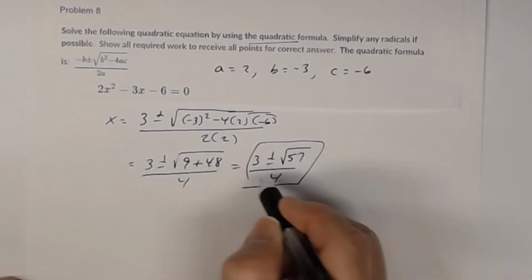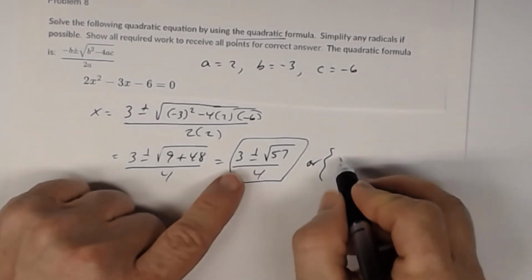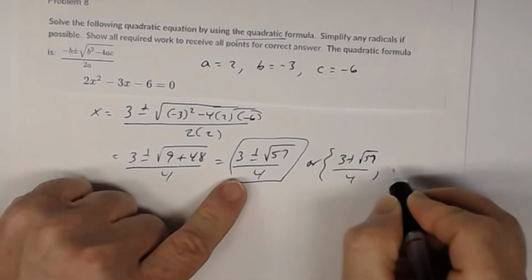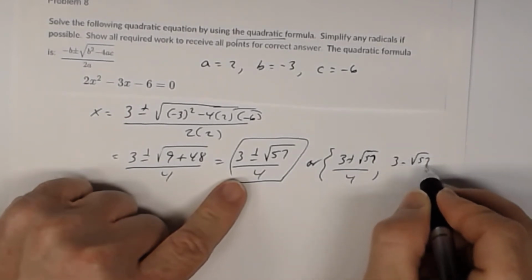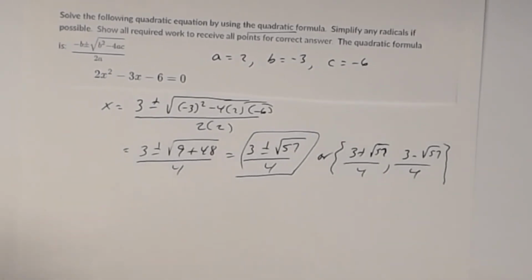Now, if you wanted to, you could have written it as two separate solutions. So you could have said 3 plus the square root of 57 divided by 4, comma, 3 minus the square root of 57 divided by 4. All right, so that was number 8.